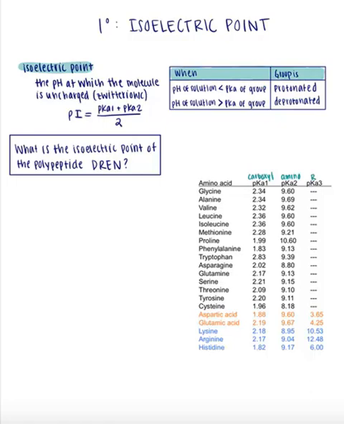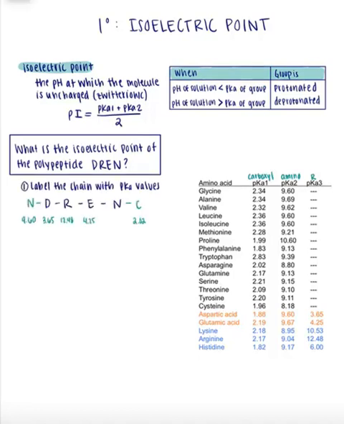Another type of question that can be asked about the primary structure of proteins, which is just that polypeptide chain, is what is the isoelectric point? So we know that the isoelectric point is basically when the net charge on the polypeptide is 0. So that's what we're going to look out for.